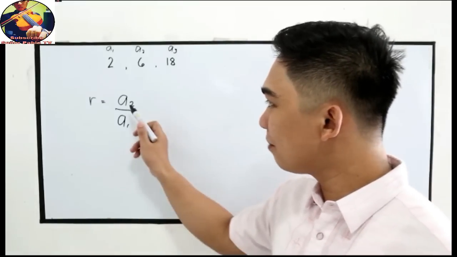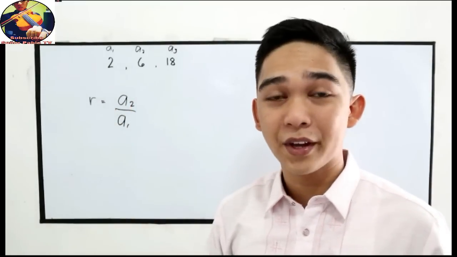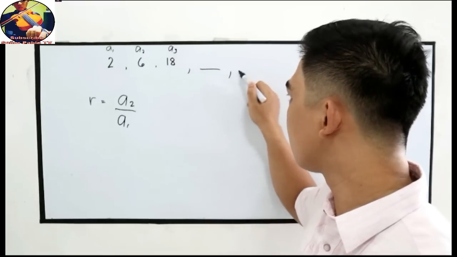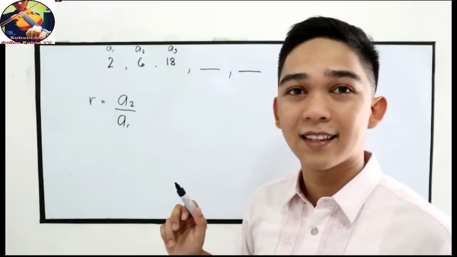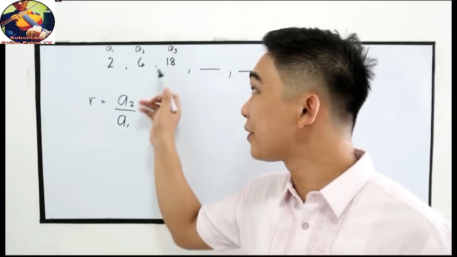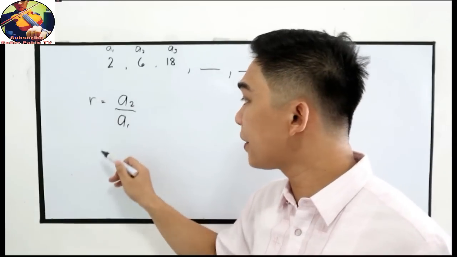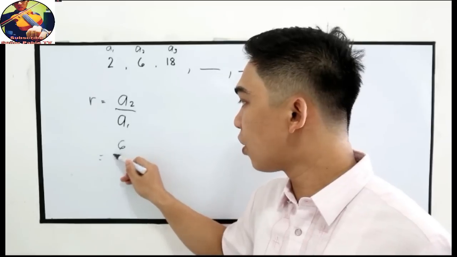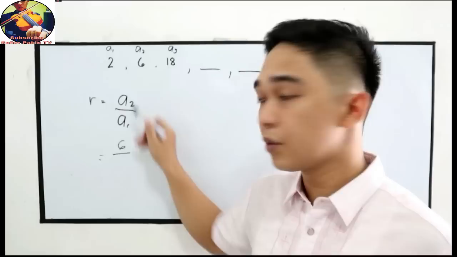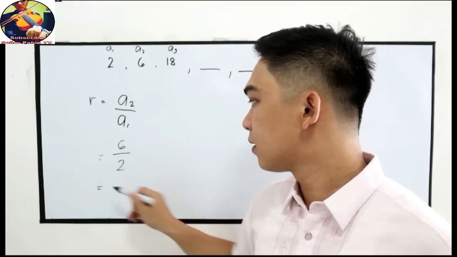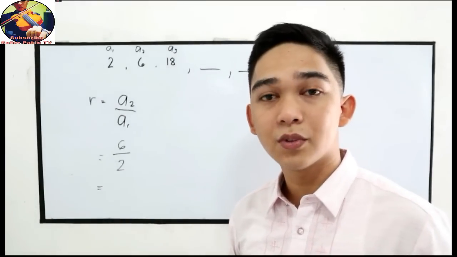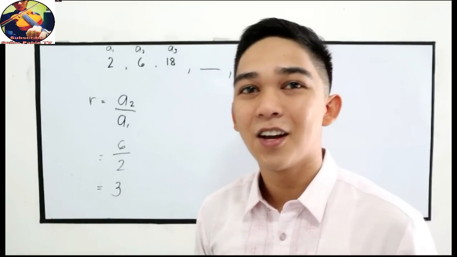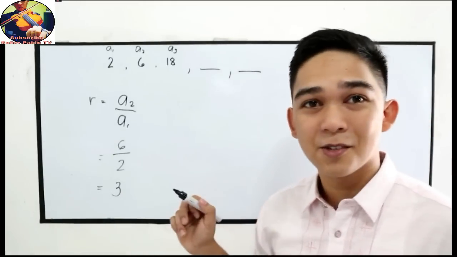Next, ito yung tinatawag natin common ratio. Para daw makuha natin next terms, i-multiply lang natin yung common ratio dun sa previous term. So dito, yung R natin, the common ratio is 6 over 2. 6 divided by 2, that is 3. Okay. Kunin natin yung mga next terms.